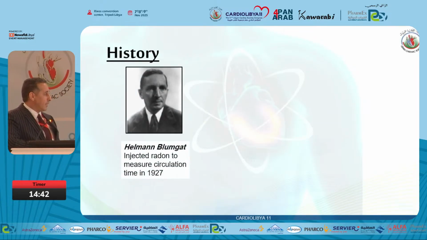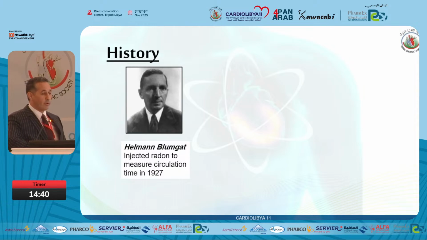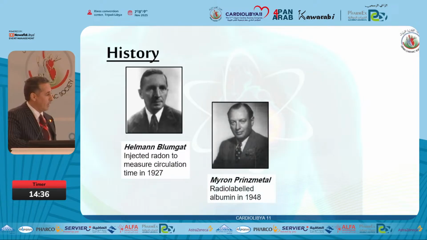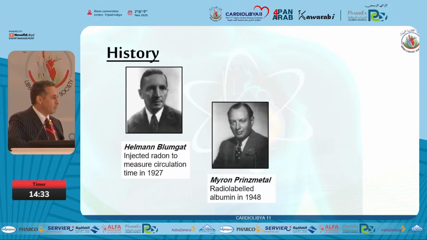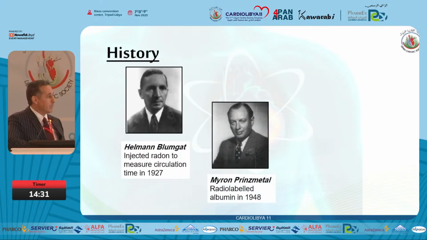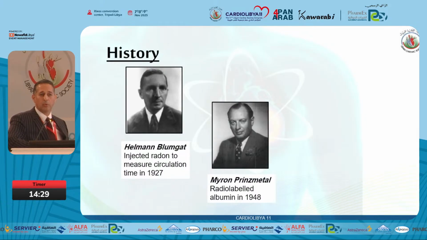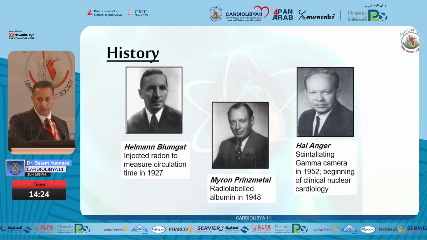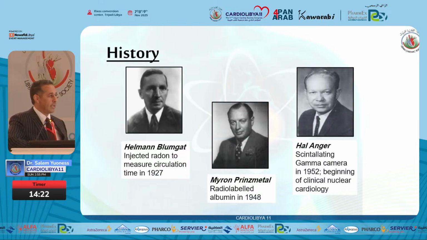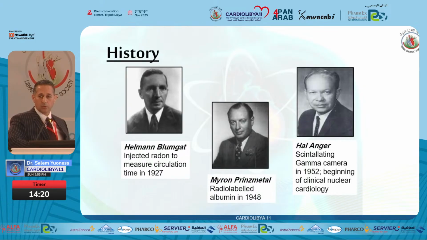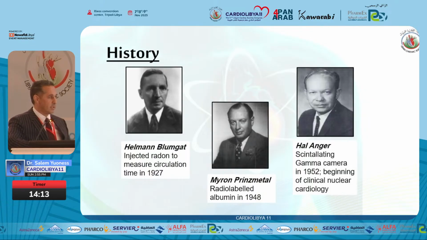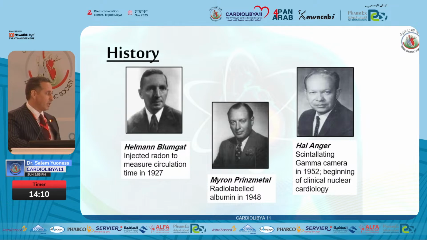This is the first guy, Hermann Blumgart, who injected radon to measure the circulation in 1927. Then a guy from Germany came, his name is Myron Prinzmetal. He injected radiolabeled albumin also to measure the circulation in the body. And then this is the godfather of nuclear medicine, Hal Anger. He is the founder of the gamma camera, and up to date we still call it the Anger gamma camera based on his name. That was in 1952, and that's the beginning of nuclear cardiology.